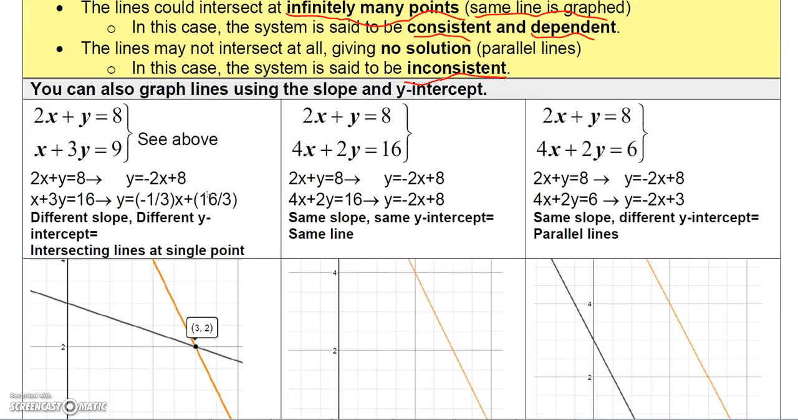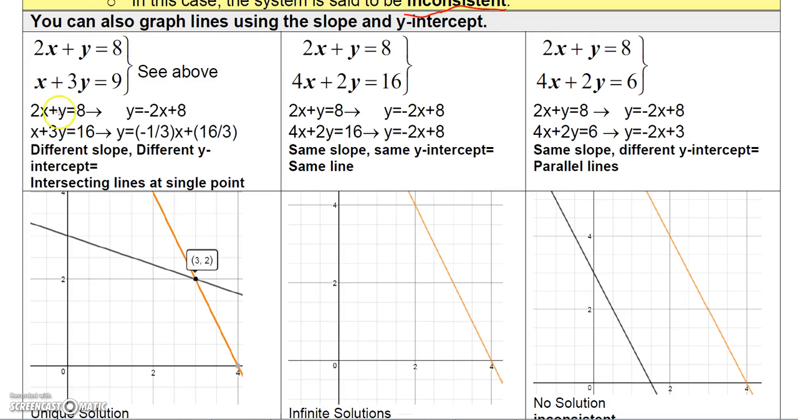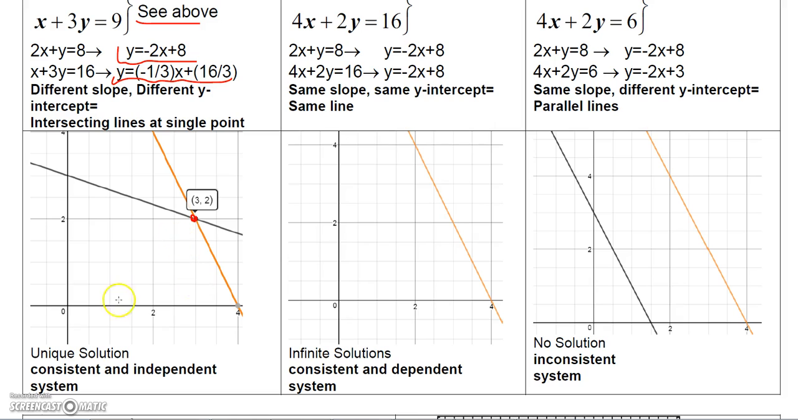Okay, so let me give you 3 examples here. Now this is the one I just did, so I'm not going to go over it, but you can see that this one intersected at a unique value, and so you only got one value. What I wrote up here was what you would do if you were going to graph it using the slope-intercept form. But anyway, I've already graphed it, so we won't go through that. So anyway, this gives us a unique solution, and so that's a consistent and independent system.